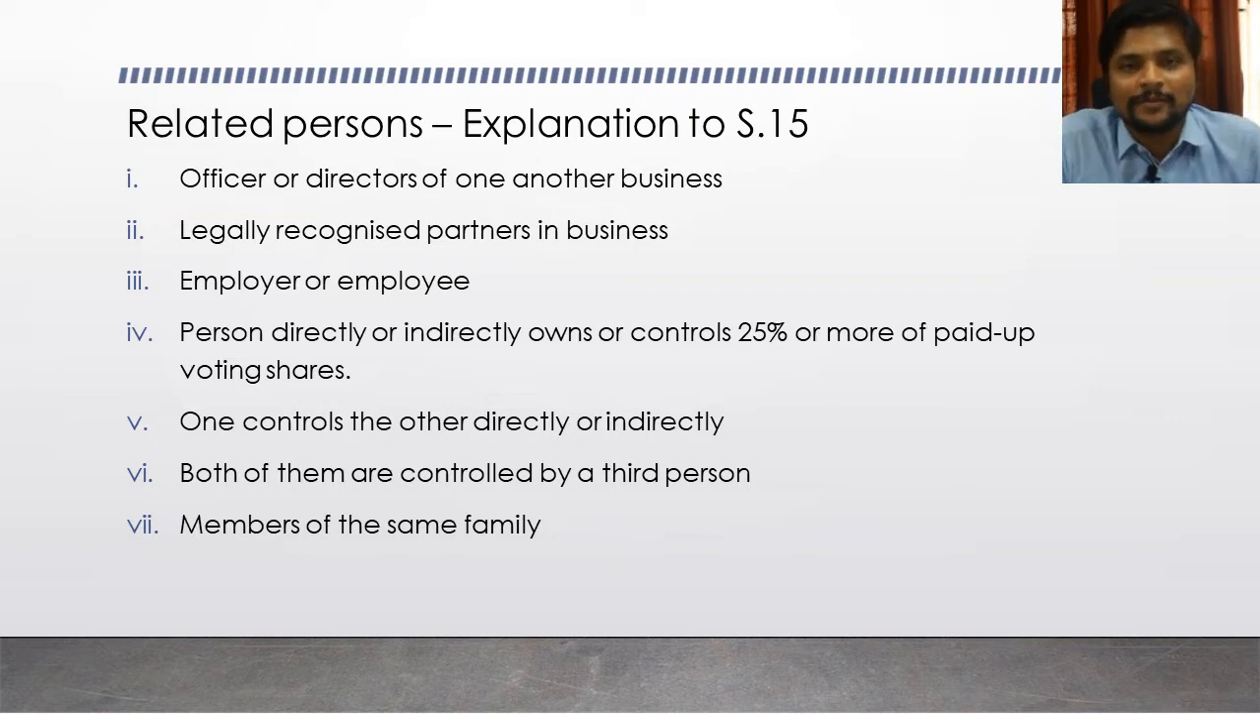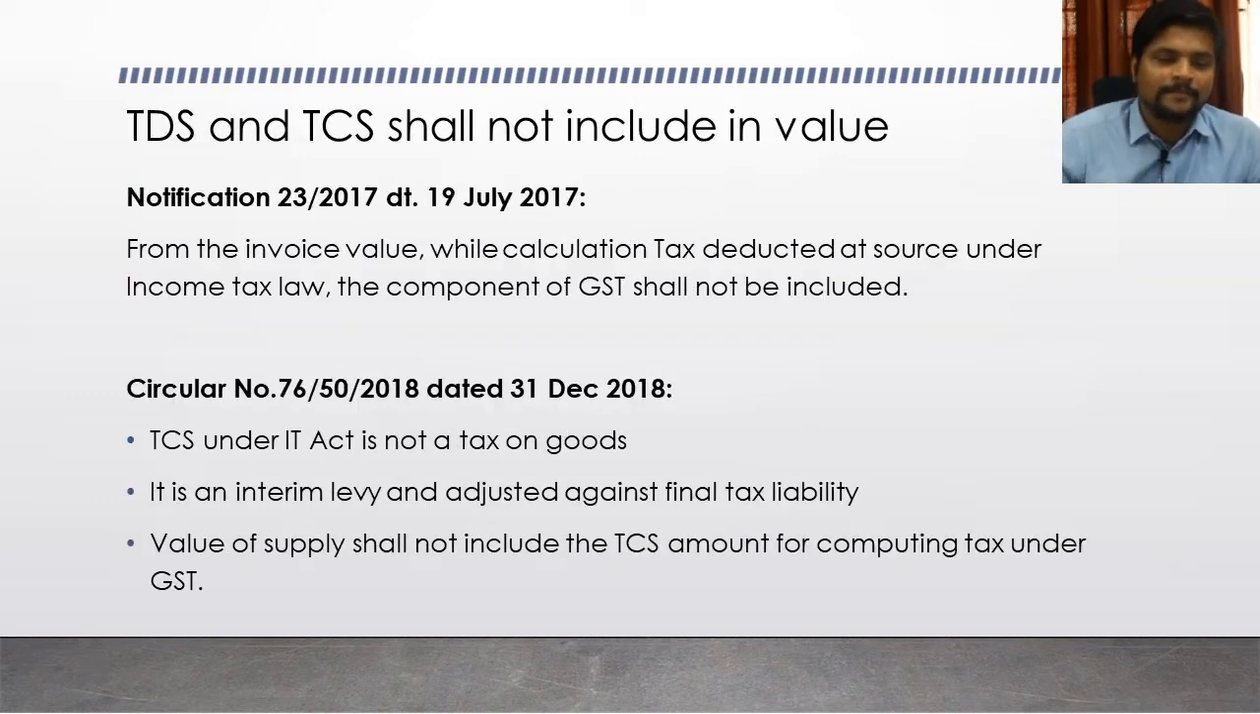Then both of them are controlled by a third person. If the two persons are controlled by any third person, then those two persons as well as the third person will be called a related person. Next, members of the same family, husband, wife, daughter, son, father, mother, those people who are all part of the same family, are also called a related person. This related person definition is already discussed before. I am just discussing it for the benefit of the current provisions.